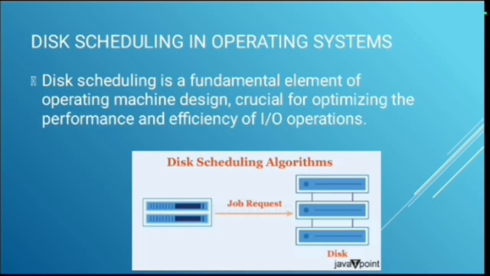This figure easily explains how the job requests are assigned to the disk. And also, disk scheduling algorithms are crucial in managing how data is read from and written to a computer's hard disk. These algorithms help to determine the order in which disk read and write requests are processed.